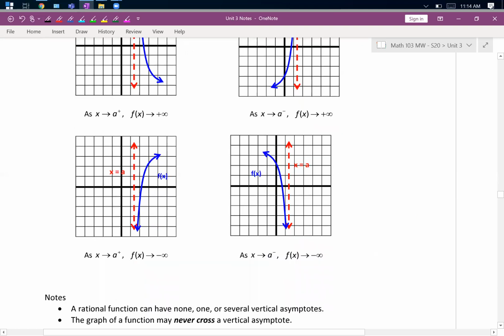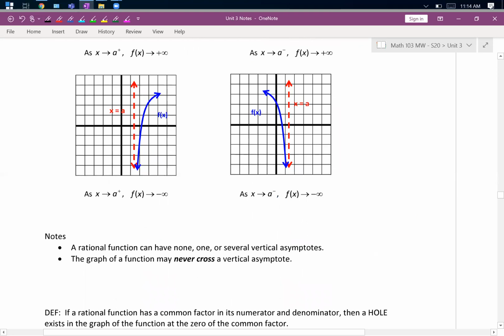Please note that a rational function can have none, one, or several vertical asymptotes. Vertical asymptotes are definitely the most common types of asymptotes. The graph of a function can never ever cross a vertical asymptote. The other two we'll learn can be crossed, but a vertical asymptote can never ever be crossed.